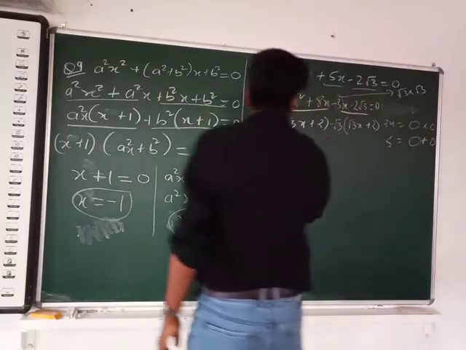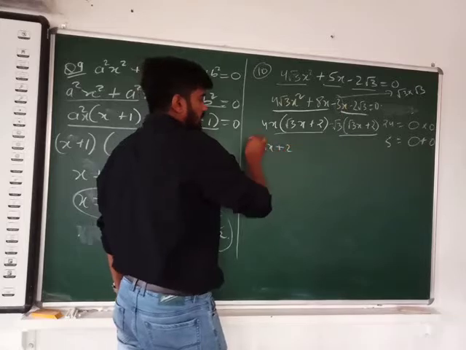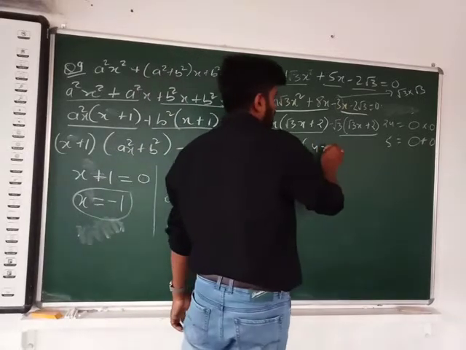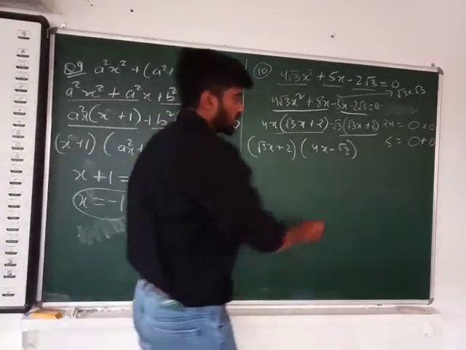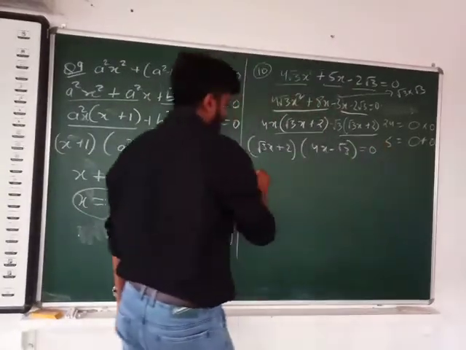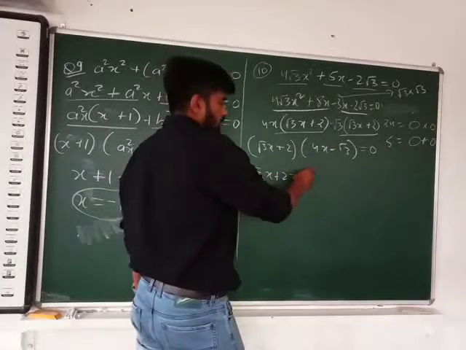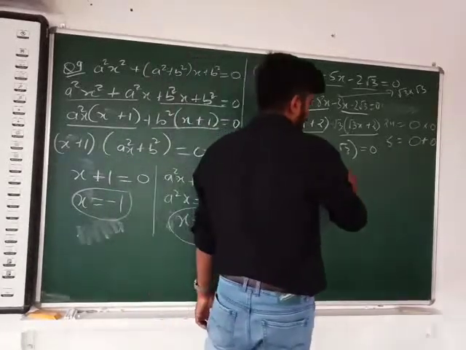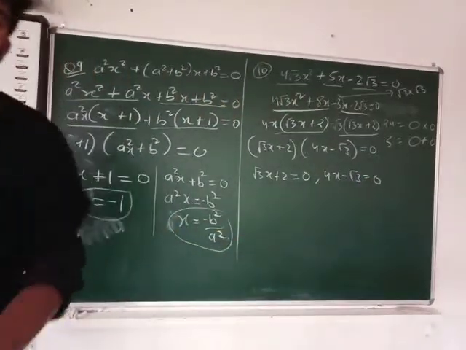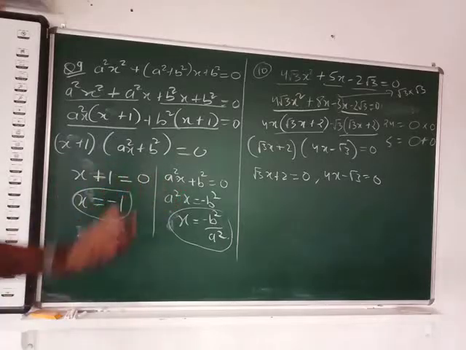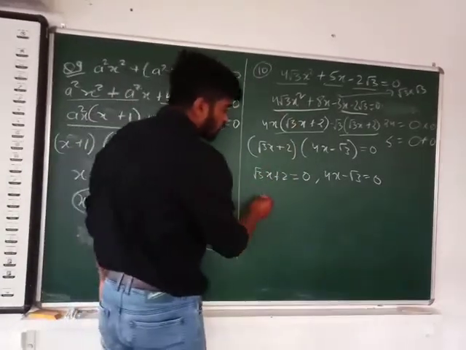Now if you see in both of these terms, root 3x plus 2 is common. And what is left? 4x minus root 3 is left inside the bracket equals to 0. So what I have? Root 3x plus 2 equals to 0. And 4x minus root 3 equals to 0. So I have two answers that I can possibly have, because in quadratic equation you always have two answers or two values or two solutions of x.